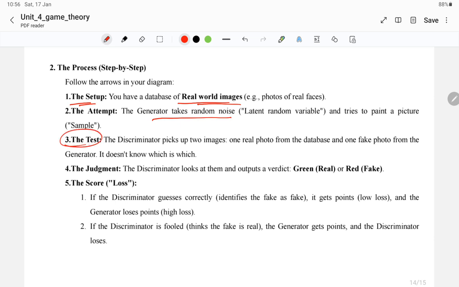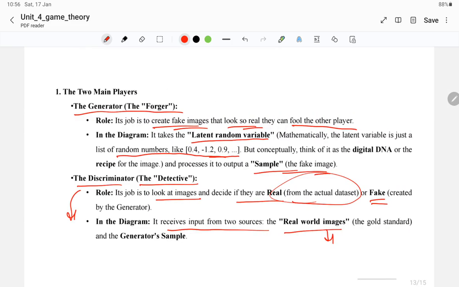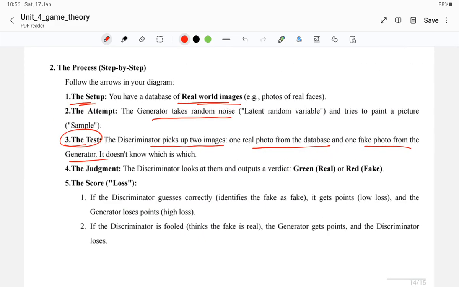And the test, this is the important thing: the discriminator picks up two images, one real photo from the database and one fake photo from the generator. It doesn't know which is which. It takes the real image and the fake image, but it doesn't know whether the real image has come from the real world data set and the fake image has come from the generator. The job is to discriminate, so it should not know where each image came from. So that is the judgment.